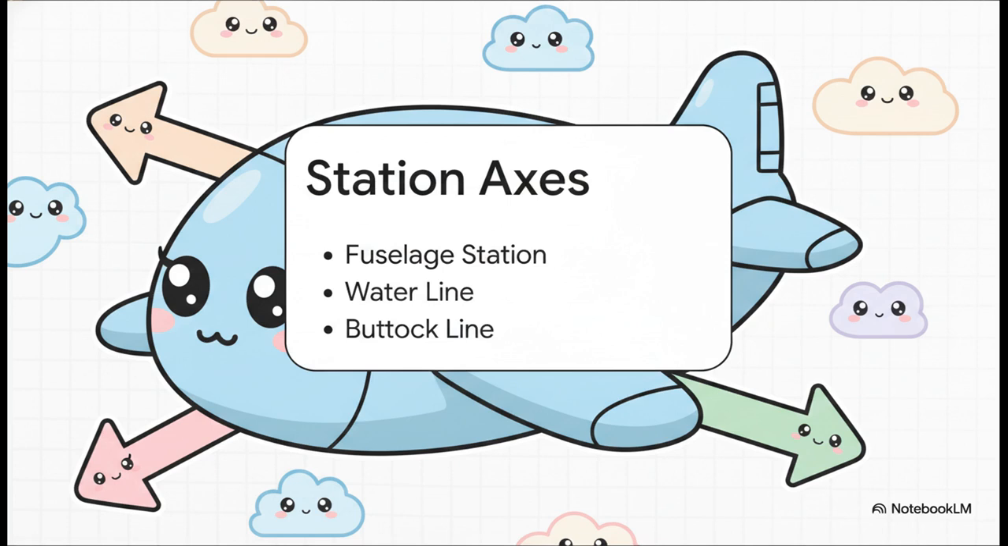There are 3 primary axes that create this universal language. First up is the fuselage station, or FS. This dictates longitudinal positions, so forward and aft, measured from a fixed 0 point, which is very often the nose. Next, we have the waterline, or WL. This is a horizontal reference line used to define vertical height on the aircraft. And finally, we have the buttock line, or BL, which defines lateral, left, and right positions, measured outward from the center line of the aircraft.